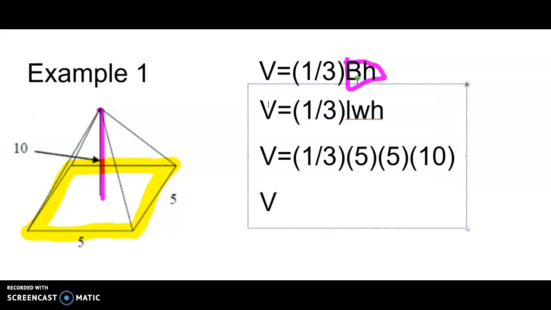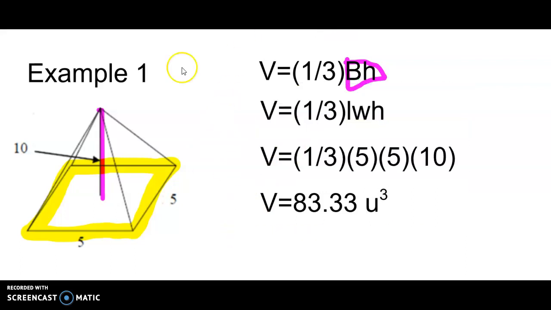If you do not have a way of putting in fractions, you can just do 0.33, and that would be close enough. So we have 1/3 times 5 times 5 times 10, and that's going to give us 83.33. And we don't have a given unit for this problem, so I'm just going to put U cubed. So whatever the units are, we know that they're cubed because it is a volume problem.